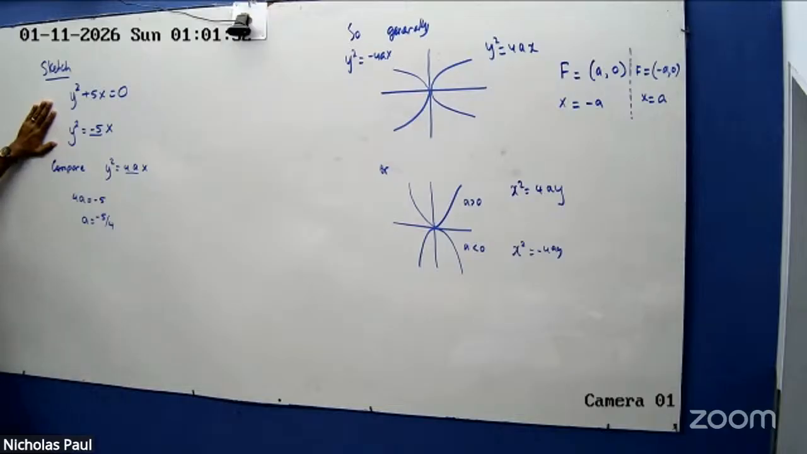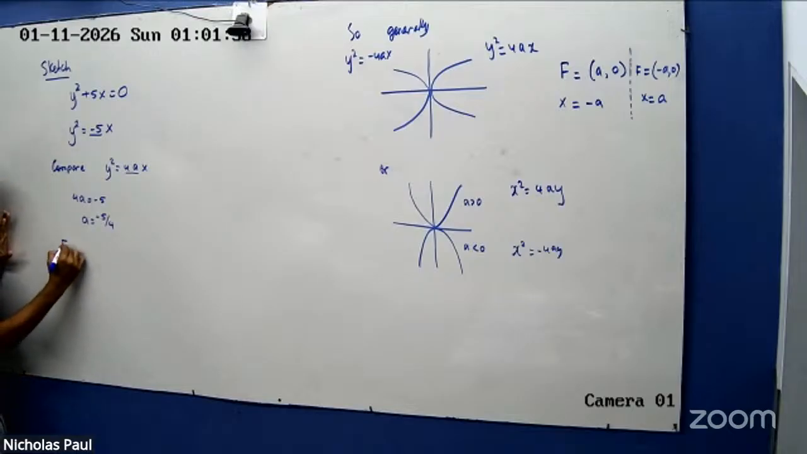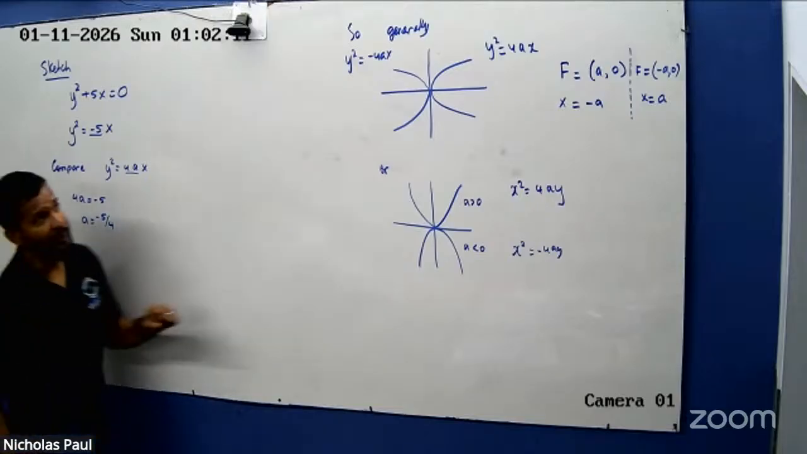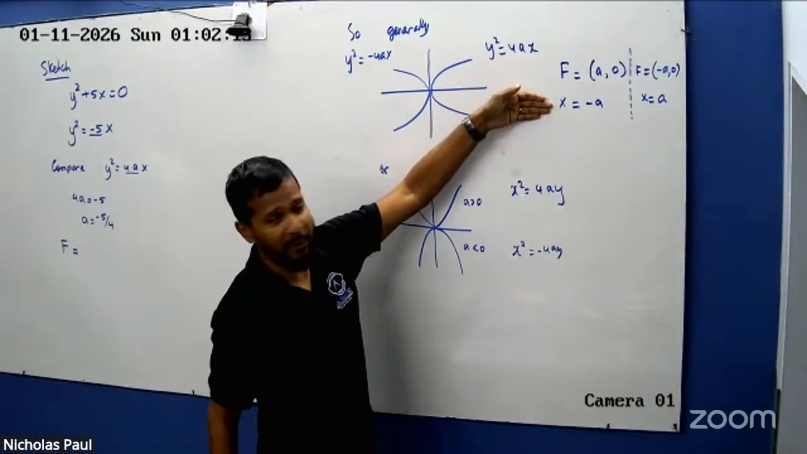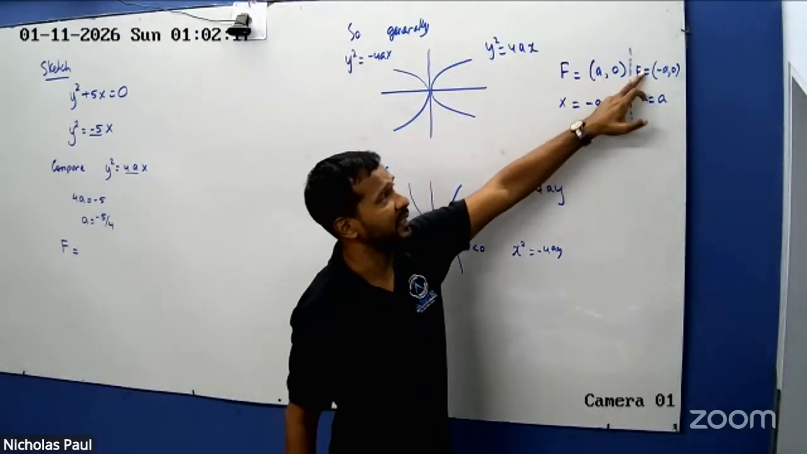Are you okay with that? Are you sure? So what would f be? Which version would you use? Oh, by the way, this would be a focus, this would be a directrix. Look at how it works if a is more than 0, if a is less than 0.